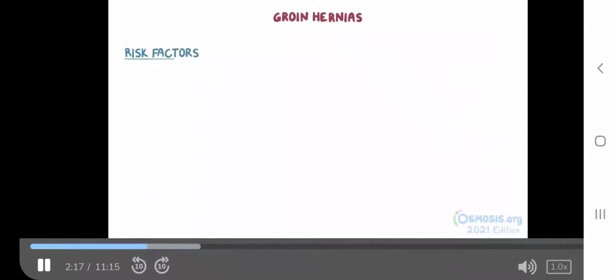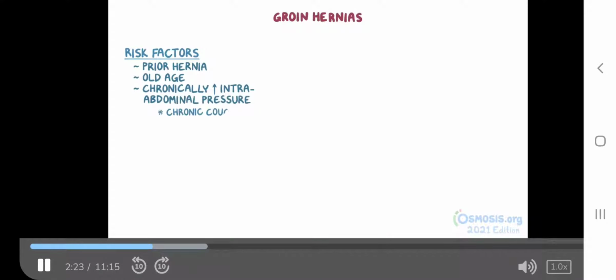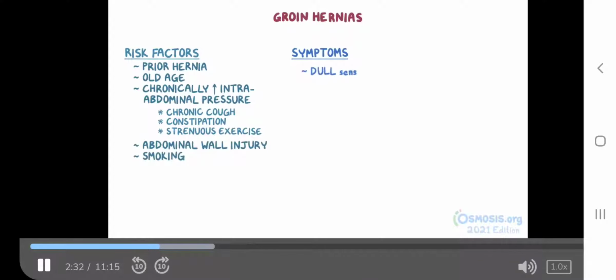Risk factors for groin hernias include a prior hernia, old age, chronically increased intra-abdominal pressure due to chronic cough, constipation, or strenuous exercise, abdominal wall injury, and smoking. Most of the time, a groin hernia causes a dull sense of groin discomfort with strain or lifting, which is relieved once the pressure is removed.